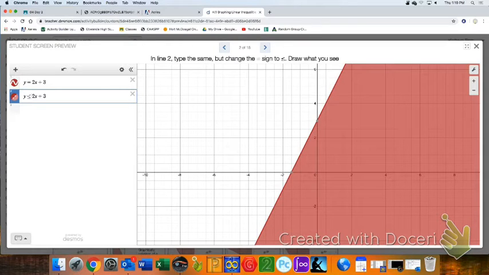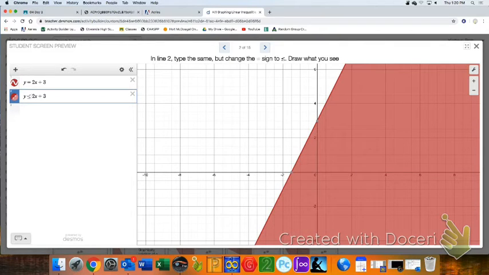What happened? It got shaded. Okay? Did anything change on the line itself? No. But it was shaded. Was it shaded above the line or below the line? Below the line. So less than or equal to, and now my graph is shaded below the line. We're going to make some conclusions about that in a minute.